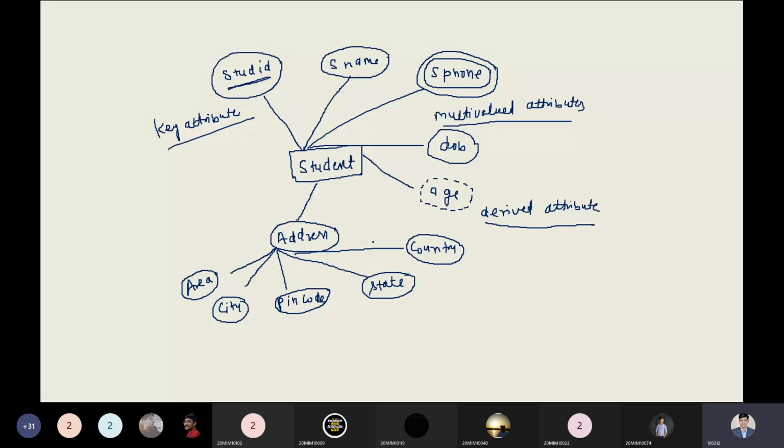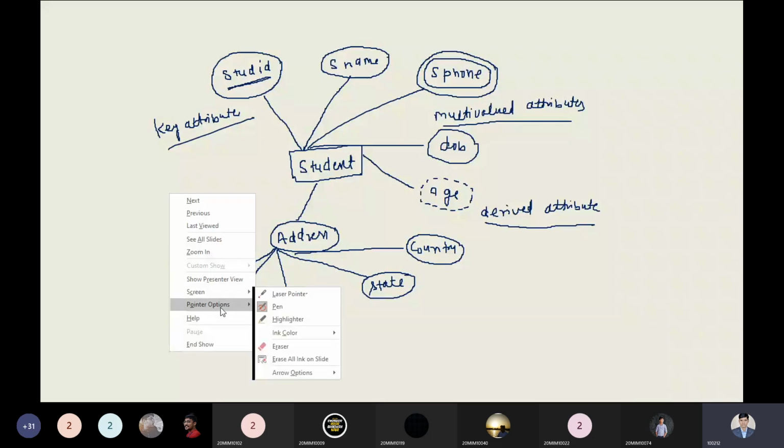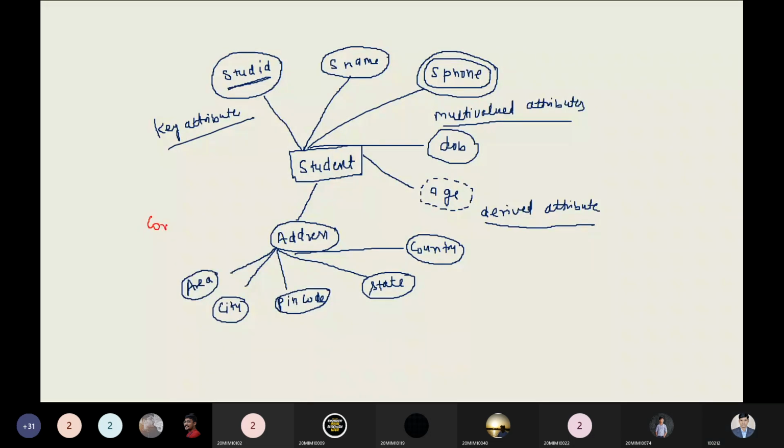You people are required to keep in mind that this address attribute is expanded into other sub attributes. So that's why this address attribute is known as a composite attribute. I'm choosing a different color for betterment. This diagram will show the picture clearly. So this is known as a composite attribute, this address. Now clear?